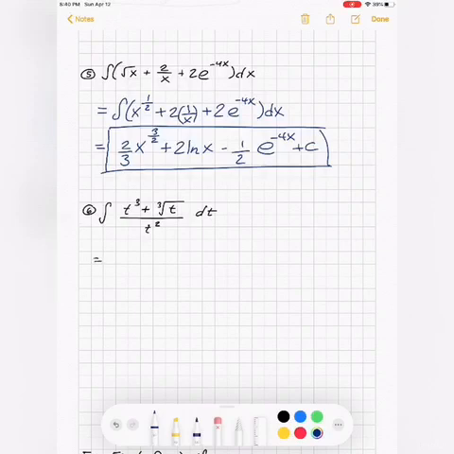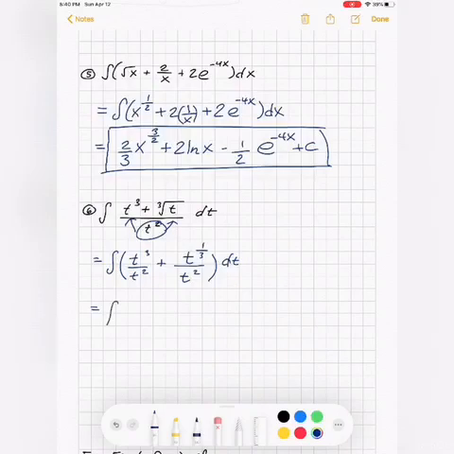Let me rewrite this one as well, because you see how this t squared is dividing both terms in the numerator? So I'm not actually integrating here, I'm just breaking this up. So it's t cubed over t squared plus t to the 1/3 over t squared. So that's t. And let me see here. 1/3 minus 2. So t to the -5/3.